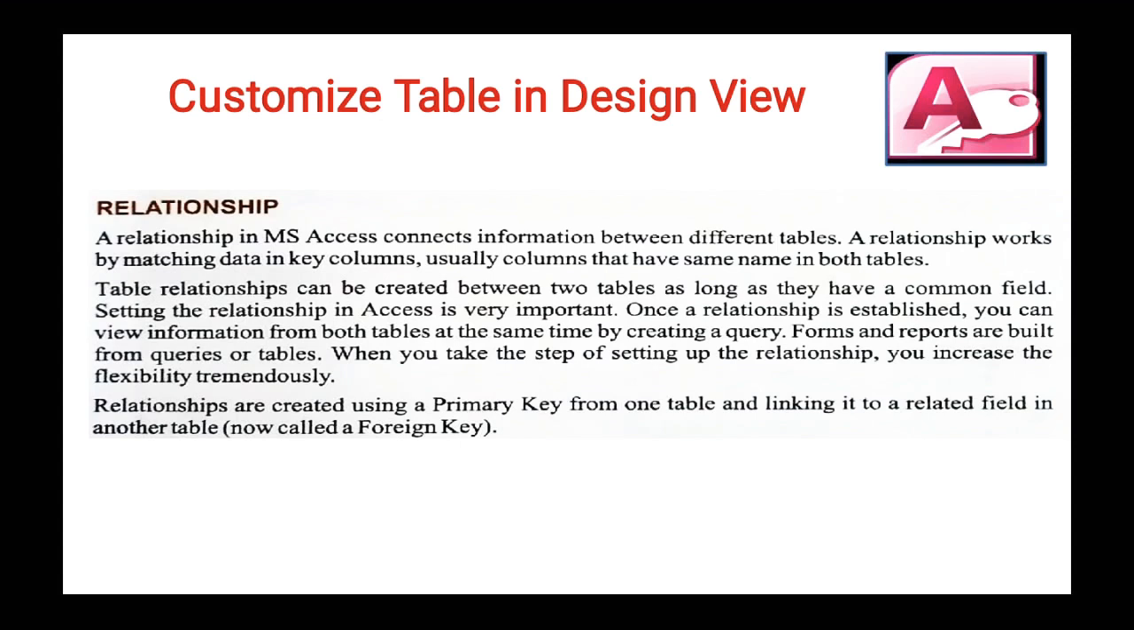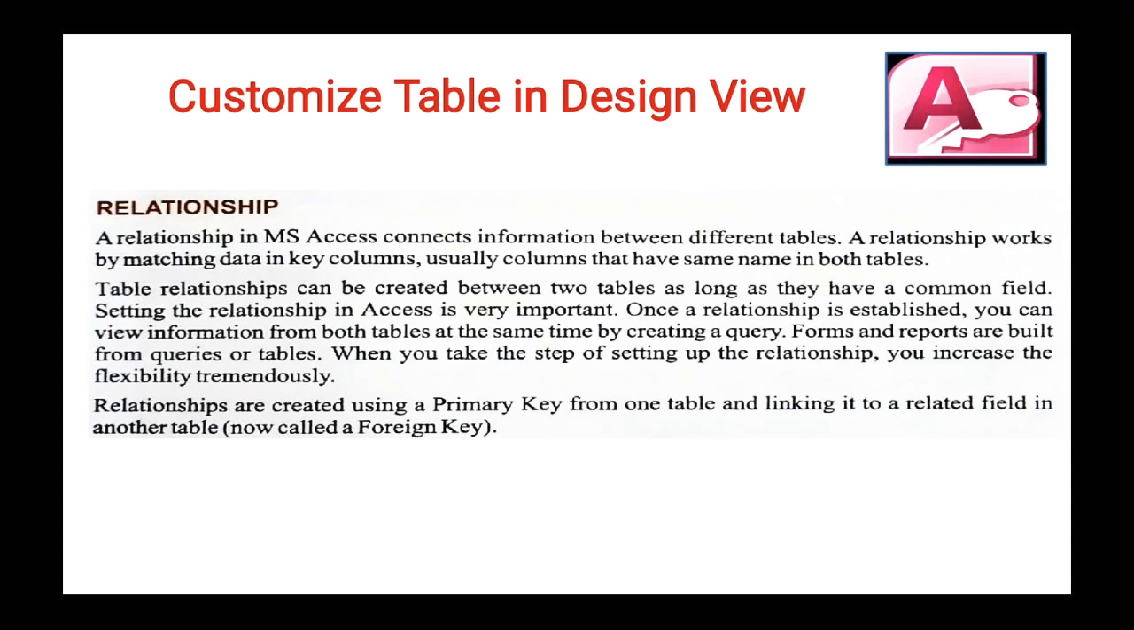Setting the relationship in Access is very important. Once a relationship is established, we can view information from both tables at the same time by creating a query. Forms and reports are built from queries or tables. Relationships are created using a primary key from one table and linking it to a related field in another table, now called a foreign key.